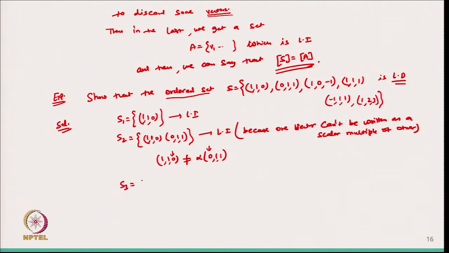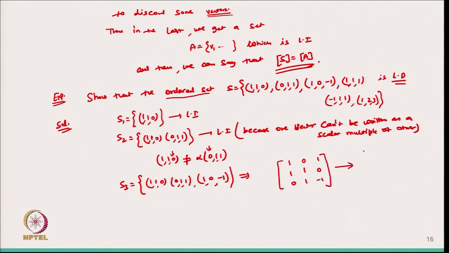Then I take S3. So S3 I will take (1, 1, 0), (0, 1, 1) and then (1, 0, minus 1). Now, from here, if you see, I just calculate this value. So I will get a matrix that is (1, 1, 0), (0, 1, 1) and (1, 0, minus 1), and we can reduce this matrix into echelon form.